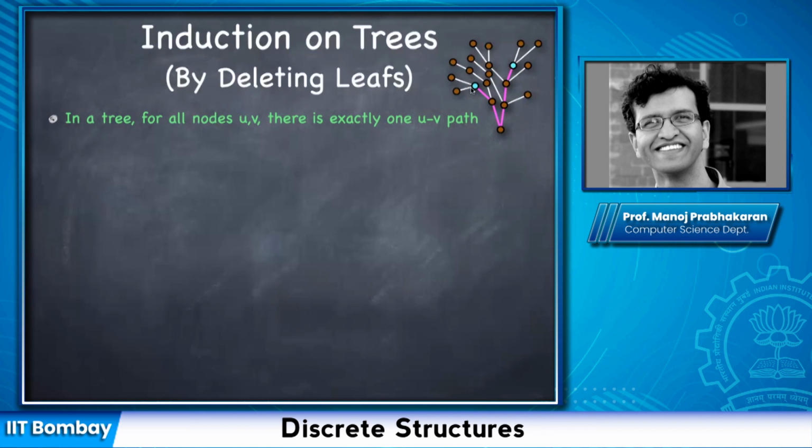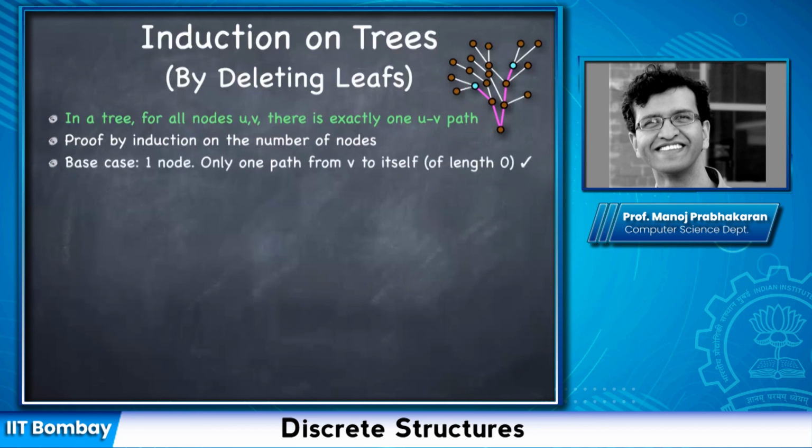But let's prove that rigorously by induction. We're going to induct on the number of nodes, but as you'll see, we'll use the structure in the tree in terms of leaves. So the base case is simple. There's only one node. The statement is about that one node, and it has only one path from that node to itself, namely a path of length 0.